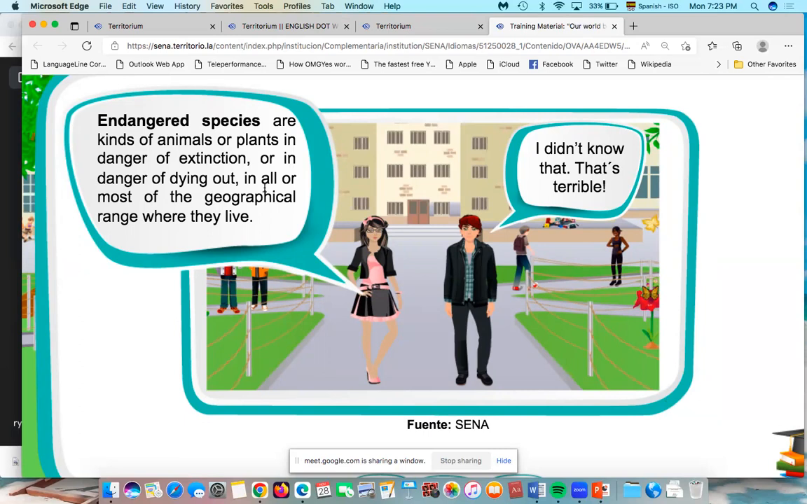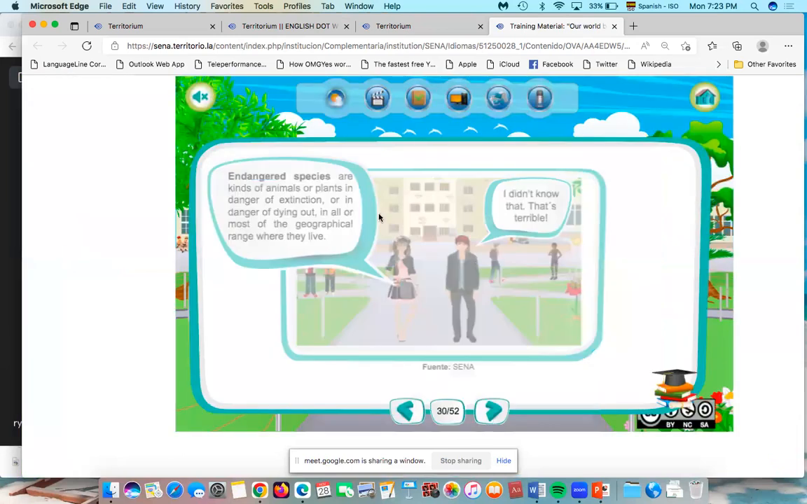I didn't know that, it is terrible. Yes, okay, good. Cuando dicen, bueno, endangered species are like about to extinguish, right? Like in danger, right? We say in danger or about to be extinct, yes? Thank you, Gerson.